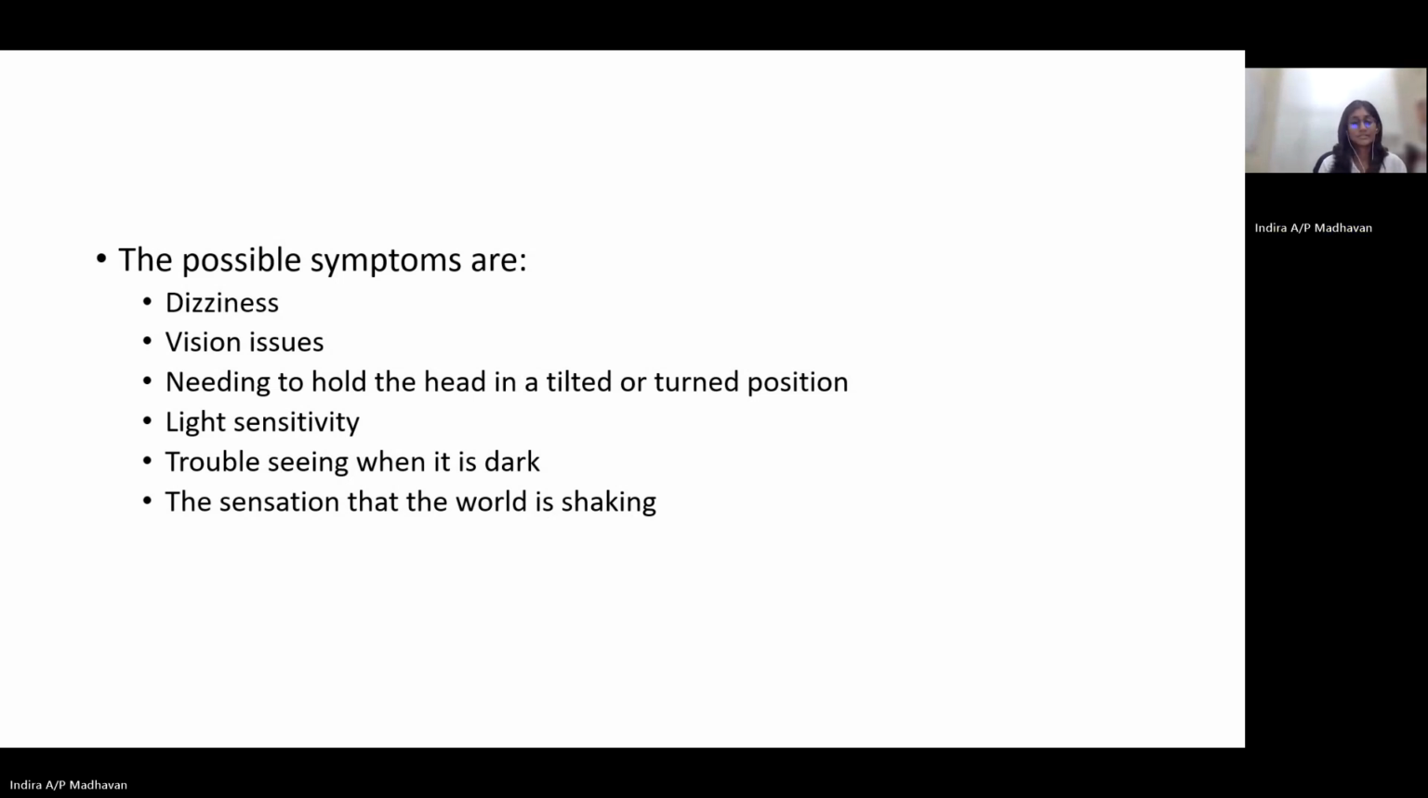This patient would usually, not all patients, but there are certain patients who actually have a head turn, or they have to tilt their head to one side, so that they can actually avoid the symptom. So they come in with head turn. That is one. Another symptom is light sensitivity.